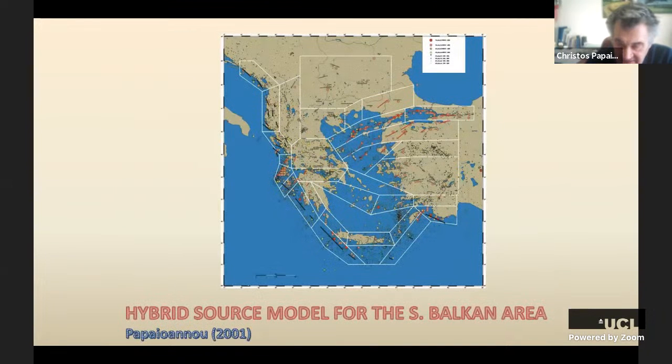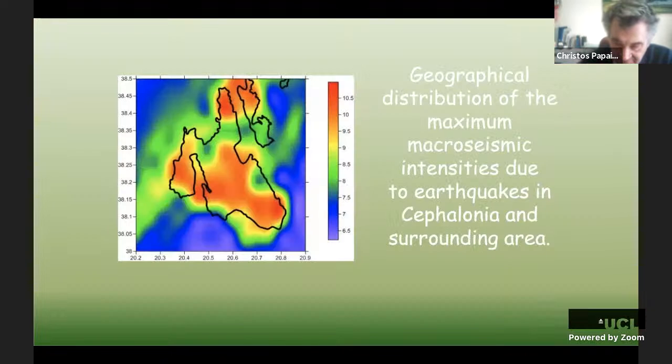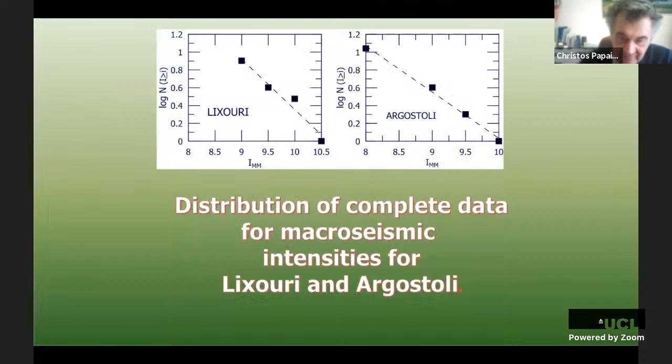This is the seismotectonic model used for the seismic hazard analysis using the FRISK 88 code of Robin McGuire. Next slide. The map of the distribution of the maximum intensities on the island. Next slide, please. And you can see the distribution of the maximum intensities for the 2 main cities on the island, Lixourion and Argostoli.